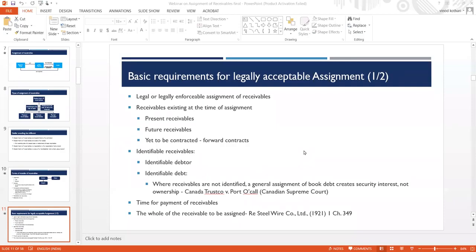Normally speaking, the time for payment of receivables should also be certain. Either the receivables should have become already due or the receivables should be becoming due at a particular point of time. Another normal rule in traditional English law has been that when you're transferring receivables, the whole of the receivables should be transferred. Proportional transfers are normally seen as creating joint ownership rights. If I'm transferring a proportion of the receivables, proportional transfers can take many shapes.